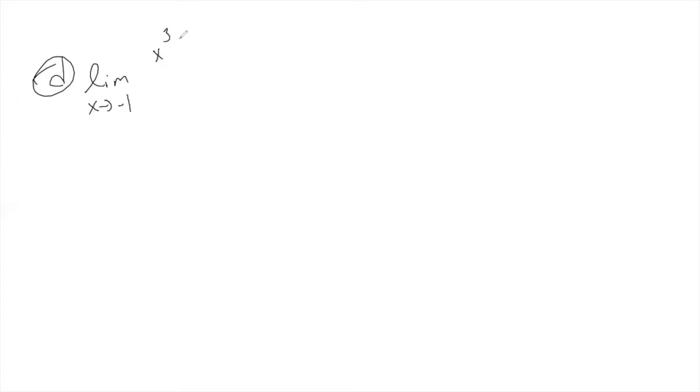All right, so for part D, the limit as x goes to -1 of x cubed plus 6x squared plus 11x plus 6. That's all on the top. And on the bottom, I have 2x cubed plus 13x squared plus 26x plus 15. Extend that a little bit.